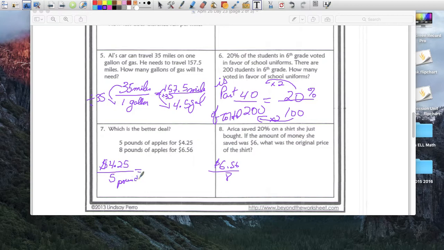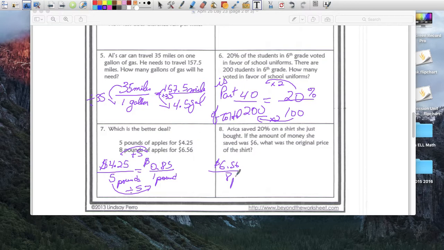What happens when it's just 1 pound? How much will it cost? Right? Divide by 5, and I divide the top by 5 as well, and I'm going to get 4.25 divided by 5. And if I divide the top by 5, I get 0.85 dollars per pound. That's not a bad price.